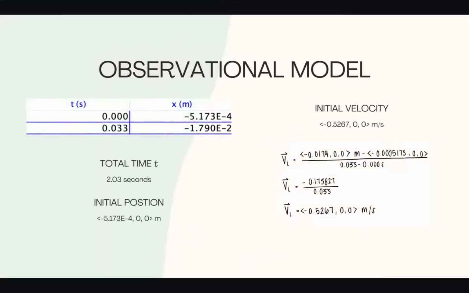The total time for the experiment was 2.03 seconds, and using the first two data points, we can determine the initial position and velocity. With the initial position and the next time increment and position, we can calculate the initial velocity. I subtracted the first position from the second position and divided by the time difference between the two, also known as delta t, which was 0.033 seconds. And the initial velocity came out to be negative 0.5267 for the x component.